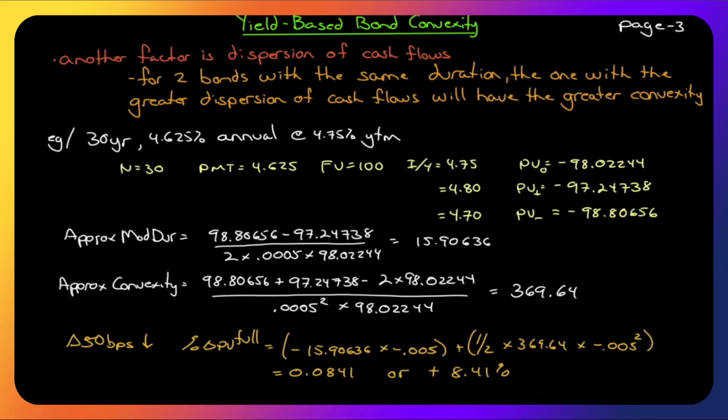All right, another factor which increases the convexity of the bond is the dispersion of cash flows. So 2 bonds, same duration. The one with greater dispersion of cash flows will have the greater convexity.